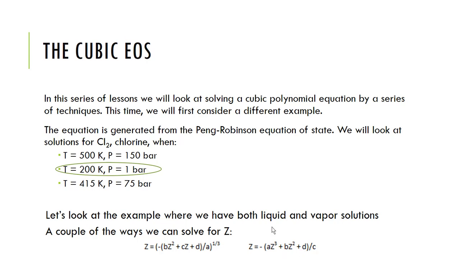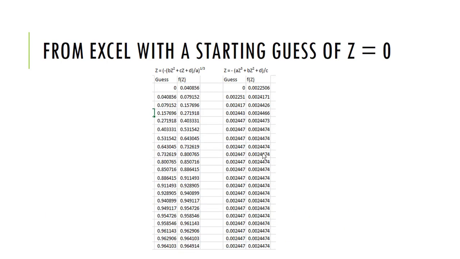And if I do these 2 rearrangements, and I did these earlier, starting with a guess of 0, this one is converging down to about 0.964, so this is my vapor-like root. And this one is converging to about 0.00245, and this is my liquid-like root. And notice this one converged fairly quickly, and this one was pretty slow, okay? But they did converge, and I am getting the similar pattern to what Smith, Van Ness, and Abbott had gotten.